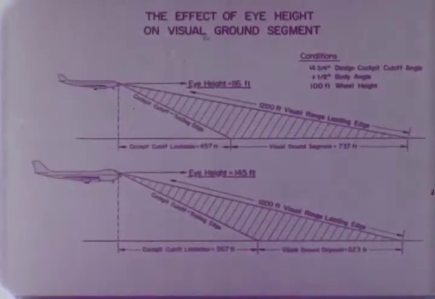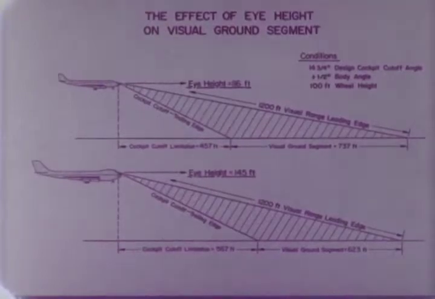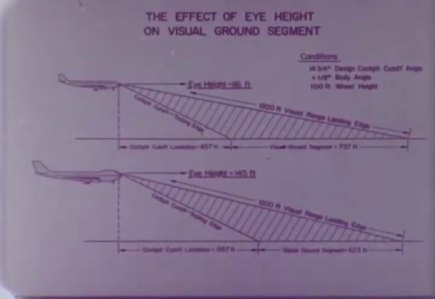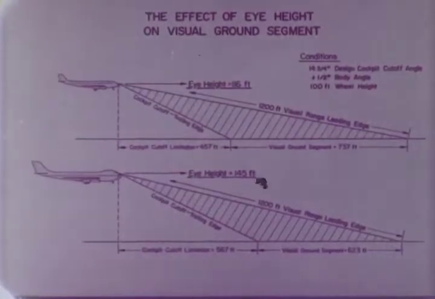The upper diagram has a 16 feet eye height above wheel position as on a 707 or DC-8. The lower one has an eye height of 45 feet above the wheels of an aircraft such as the Boeing 747. The 707 visual ground segment would be 737 feet, while the visual ground segment for the 747 would be only 623 feet.